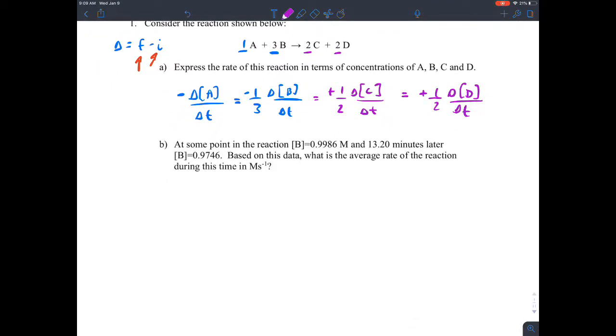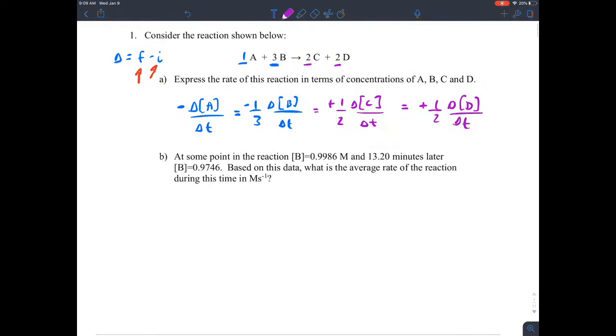At some point in the reaction, the concentration of B is given, and 13.2 minutes later B has a new value. Based on this data, what is the average rate of the reaction during this time? Well, something I didn't quite say is that if we calculate the change in concentration over a finite amount of time, and what I mean by that is some long stretch of time, for example, this particular case is 13.2 minutes, well, that means that we are getting the average rate of the reaction.